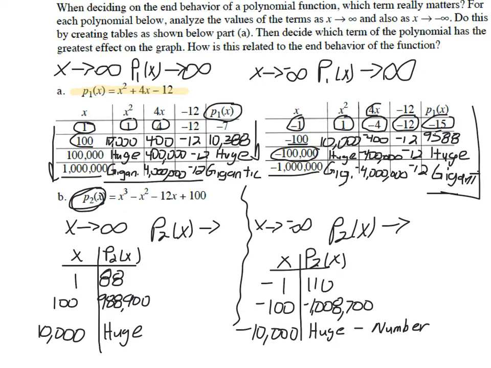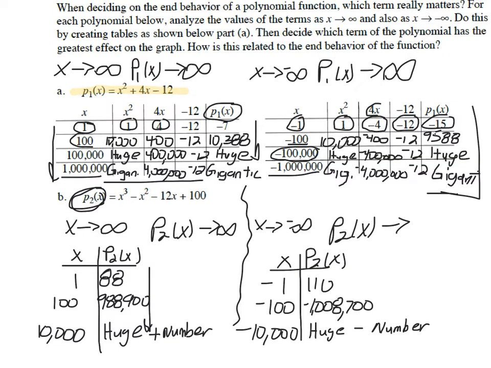Okay, hopefully you took some time to graph it or build a table. What I did is I built a table by plugging values for x into the equation. As you can see, as x gets very large in a positive sense, as it goes to positive infinity, p sub 2 of x is also going to a positive infinity. It's becoming a very huge positive number.